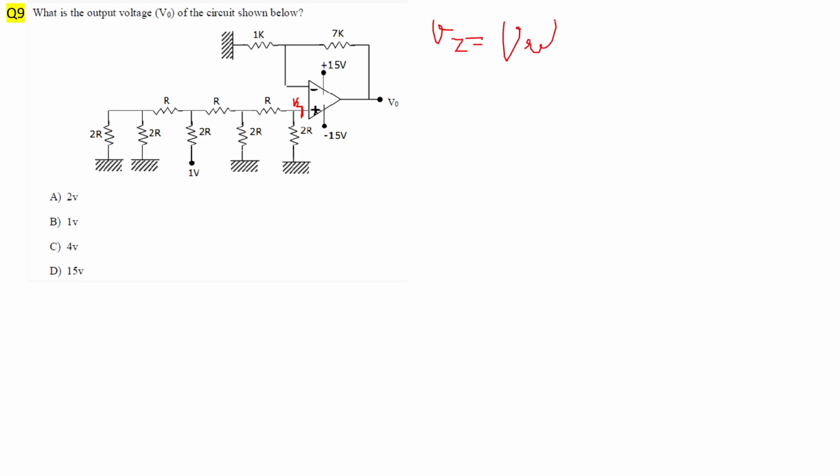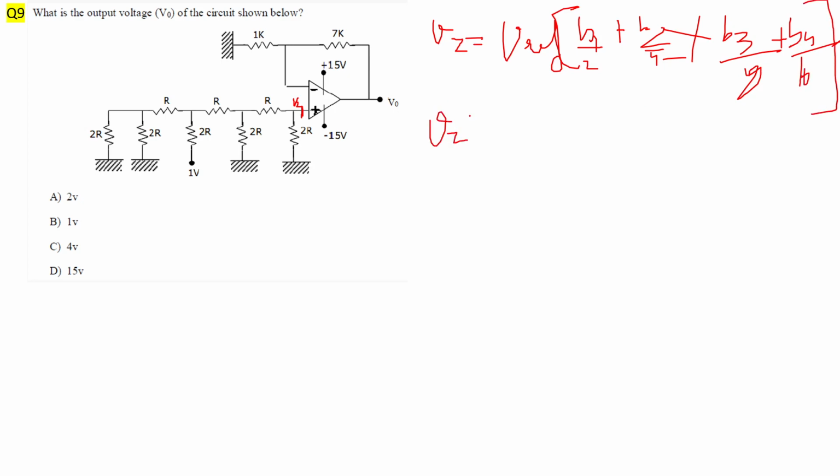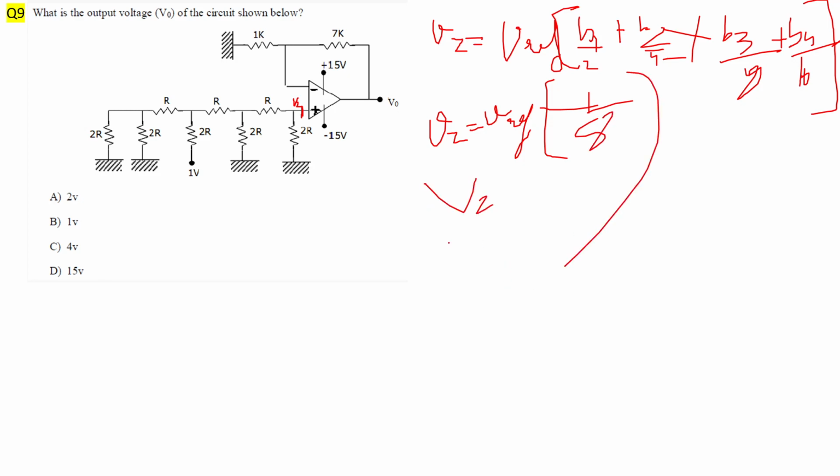directly from the formula, Vref times B1 by 2 plus B2 by 4 plus B3 by 8 and B4 by 16, where B1 is your MSB. From the question, B3 is equal to 1 and all others are equal to 0. So it's Vref times 1 by 8, and then this Vz is equal to Vref by 8. So how much is Vref?